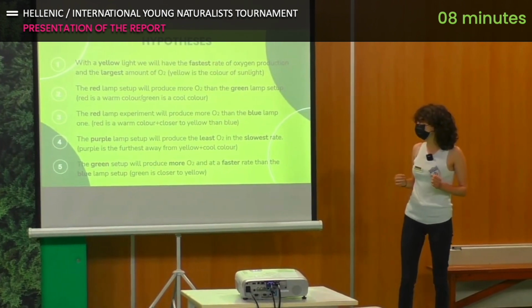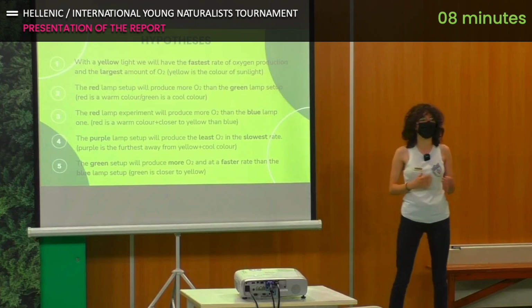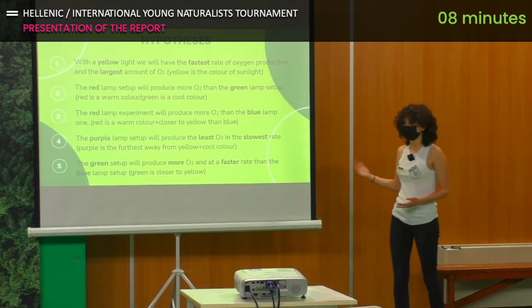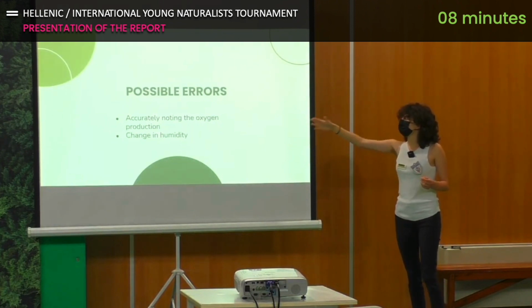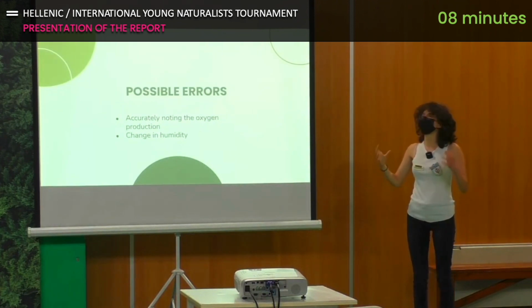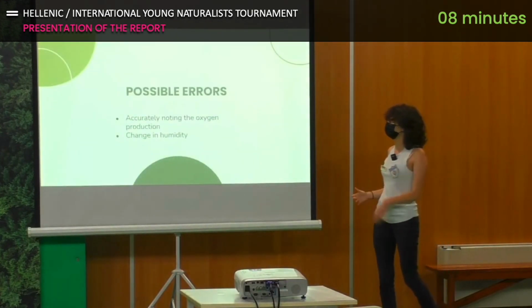The green setup will produce more oxygen and at a faster rate than the blue lab setup because green is closest to yellow in the light spectrum. So here are my possible errors. The first one is accurately noting the oxygen production and change in humidity, even though we tested that.